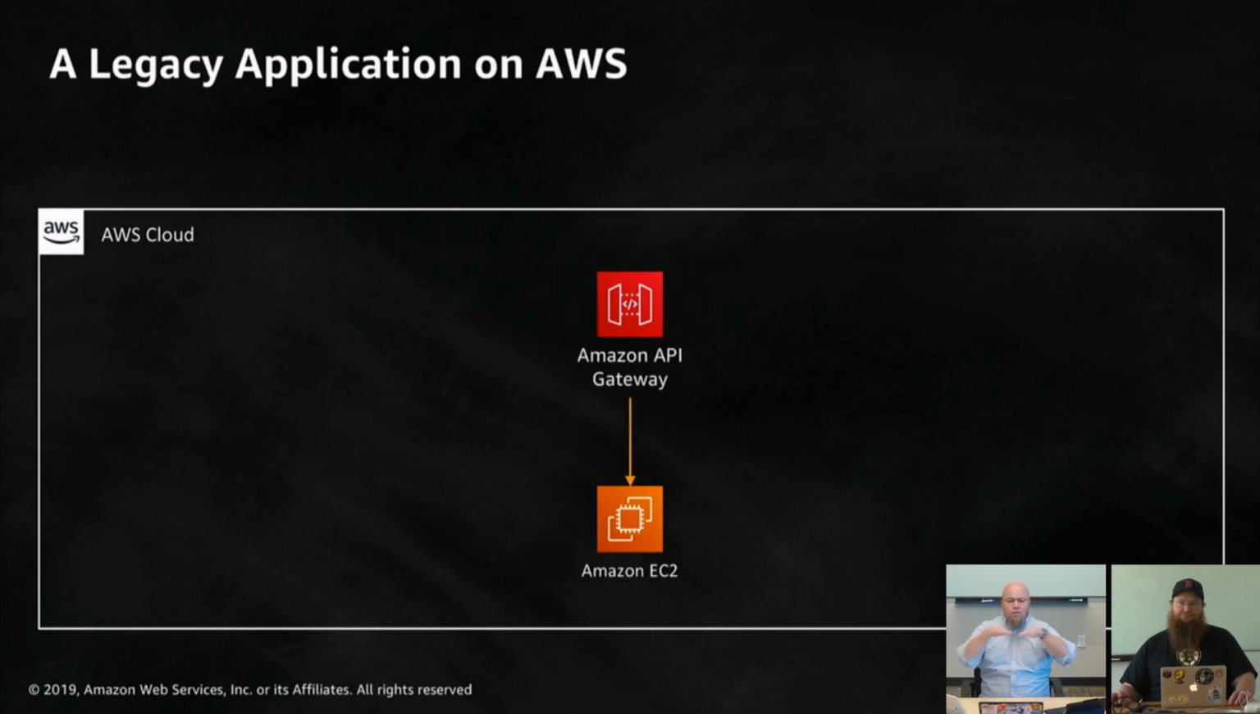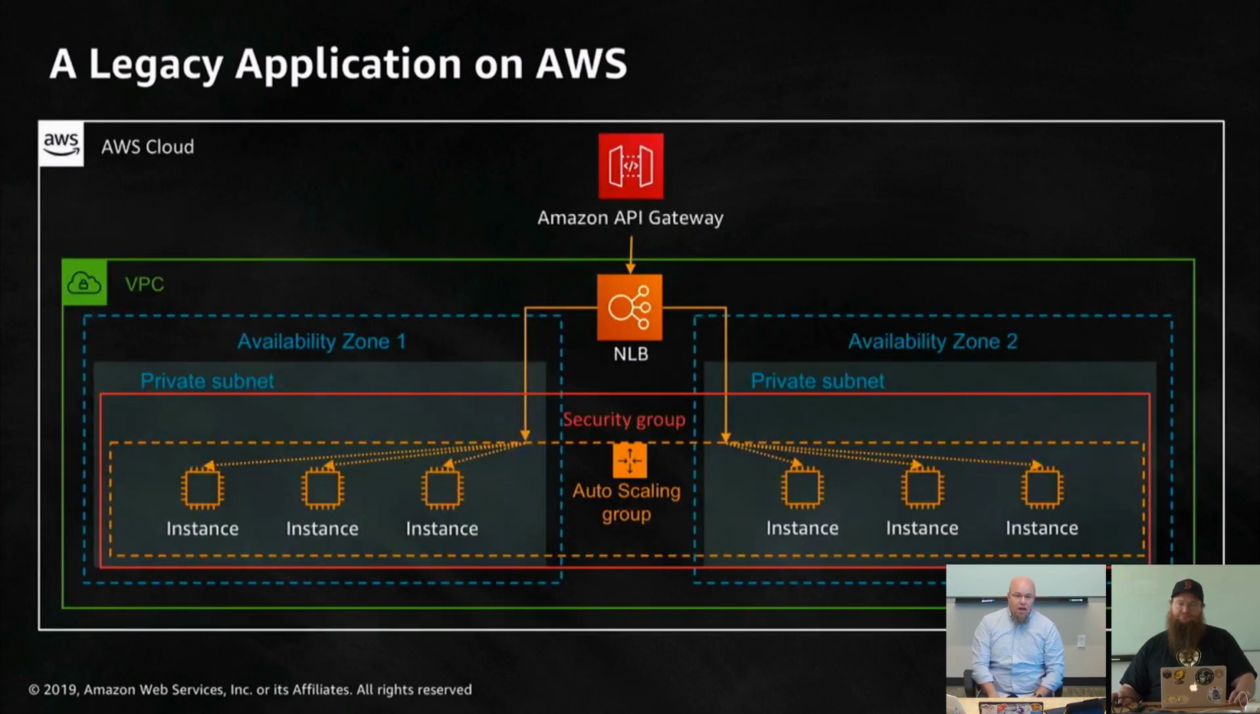So when we're talking about this, we're going to use a standard application setup where we're fronting Amazon EC2 with Amazon API Gateway. Now, it's not quite this simple. This is an overview, and I am calling this a legacy app, but this doesn't necessarily have to be a legacy app. But in reality, when we're talking security and building an application like this, what it would really look like is something like this.